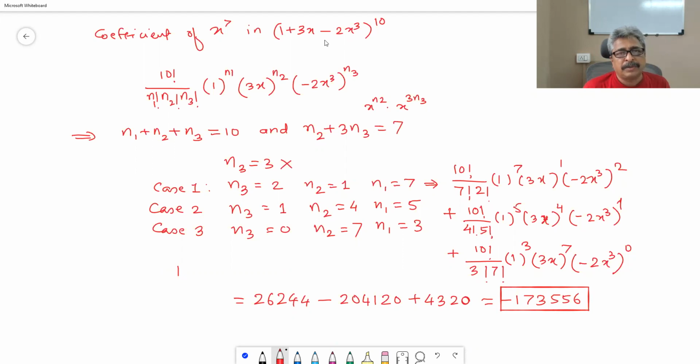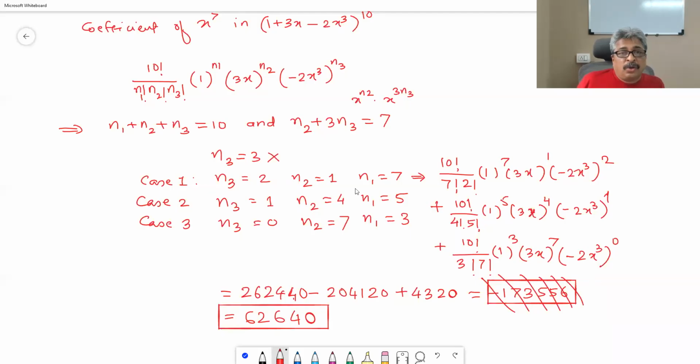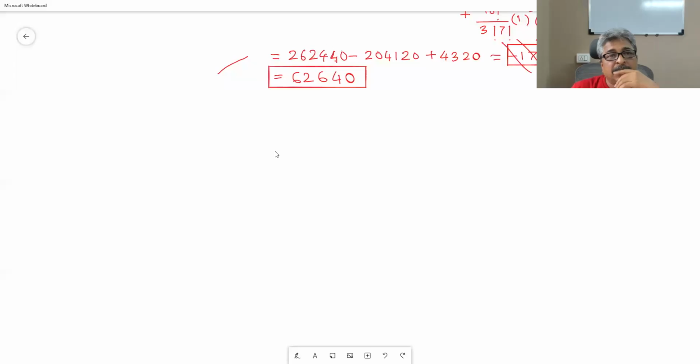Stop recording. Check. Okay, so now students have pointed out that this first number instead of 26244, it is 262440. That changes the answer from minus 173,556 to 62640. So the correct answer for this question is 62640, which some of my students had already found out yesterday. Very good. Let us generalize that problem also.